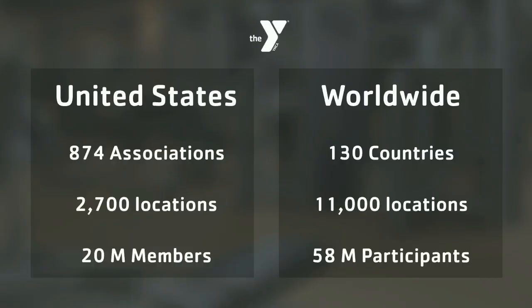So let's talk about what federated means and what federated models are. It's important to understand the YMCA's operating model. We have 874 independent associations in the United States, 2,700 locations serving 20 million members. What that means is each one of those associations has its own website, its own technology. You heard Dries talk a little bit about that during his keynote. So 800 different associations with 900 different websites.